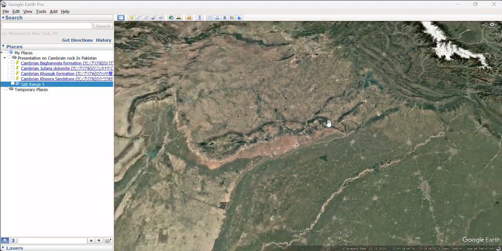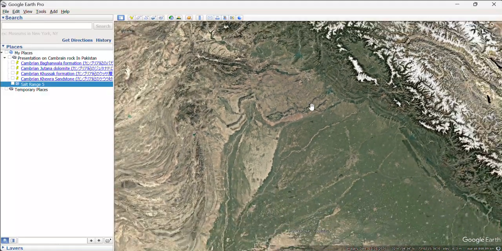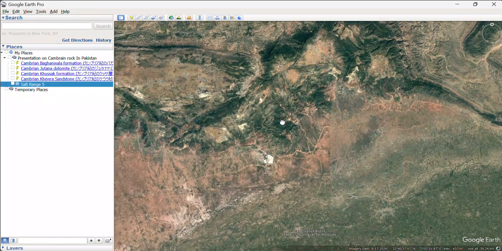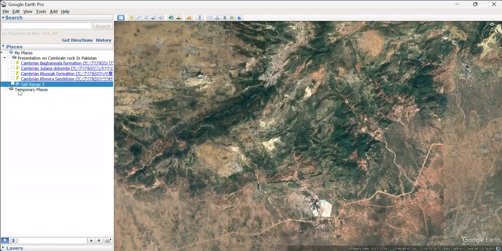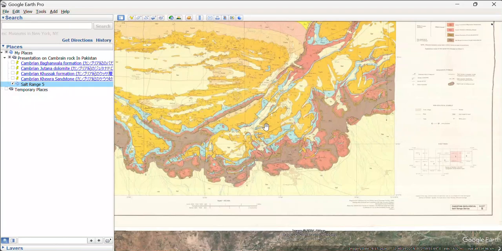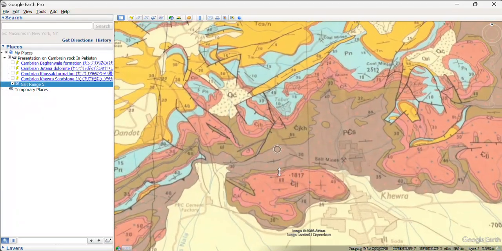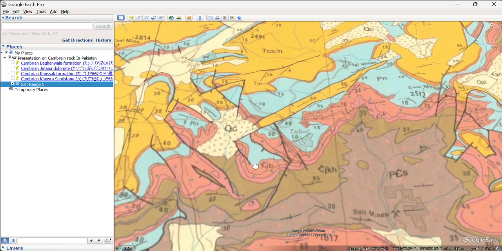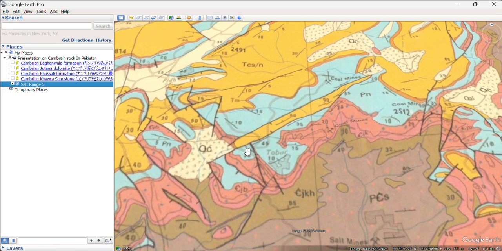So this is the Google Earth, which shows the eastern Salt Range where the Cambrian strata are exposed. So I open the map. This is the eastern Salt Range, and we see the Precambrian and the Cambrian, and then on the top of the Cambrian we have the Paleocene strata. So no Mesozoic to Cenozoic strata.